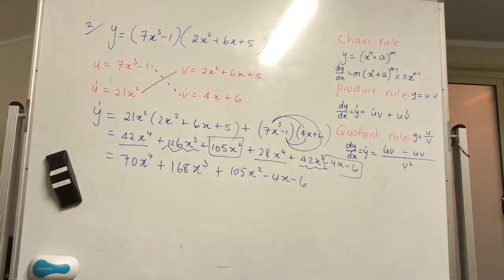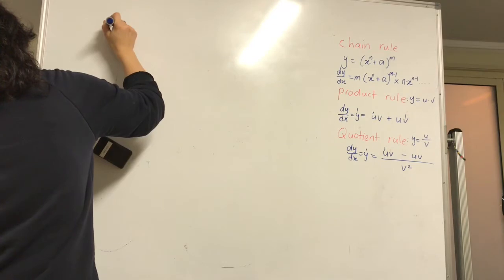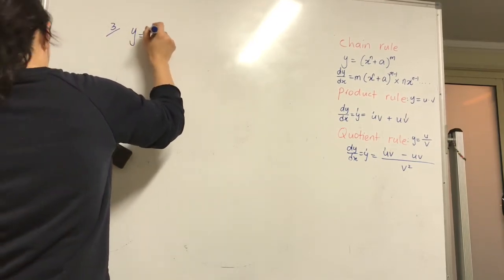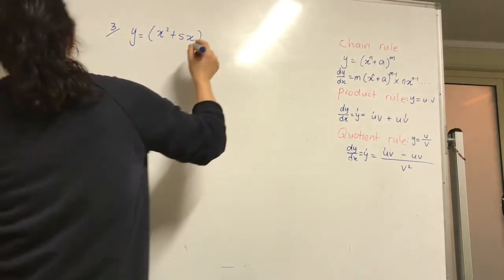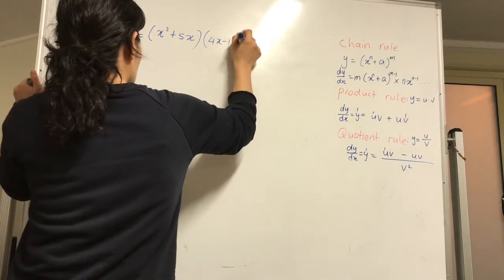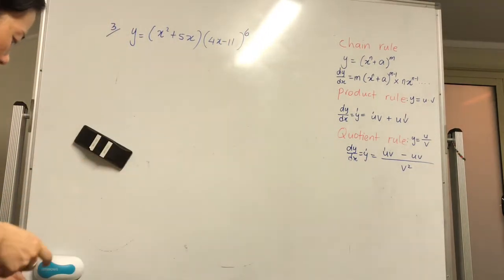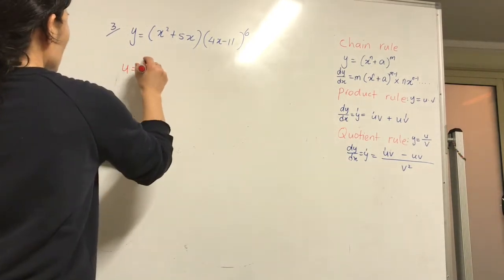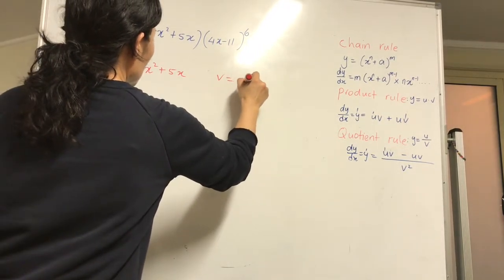Is that what you got? Number 2, is it? Yeah. Okay, number 3. y equals x squared plus 5x, times 4x minus 11 to the power of 6. So you decide which one's going to be your u and which one's going to be your v. The first one is my u, the second one is my v.